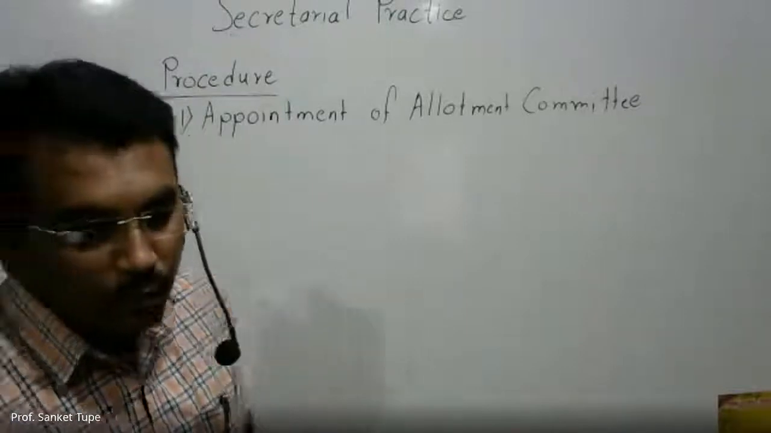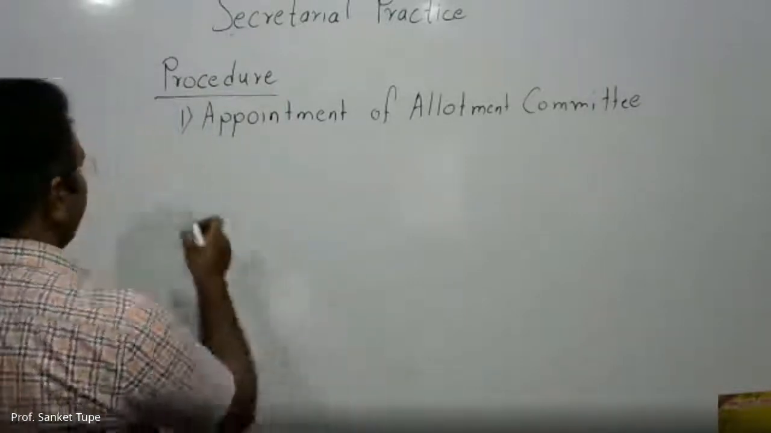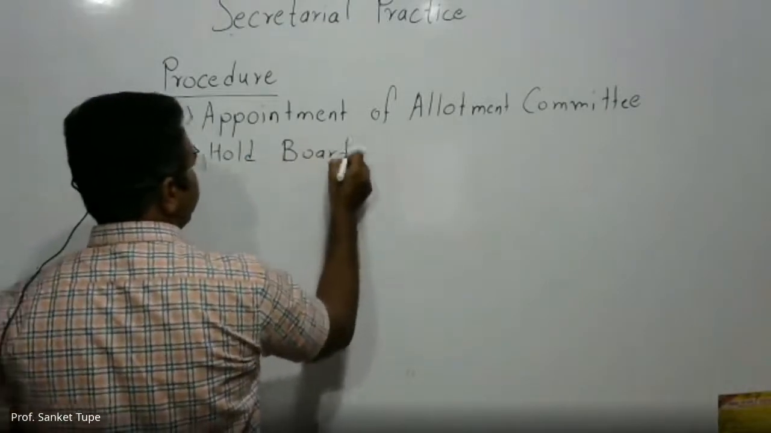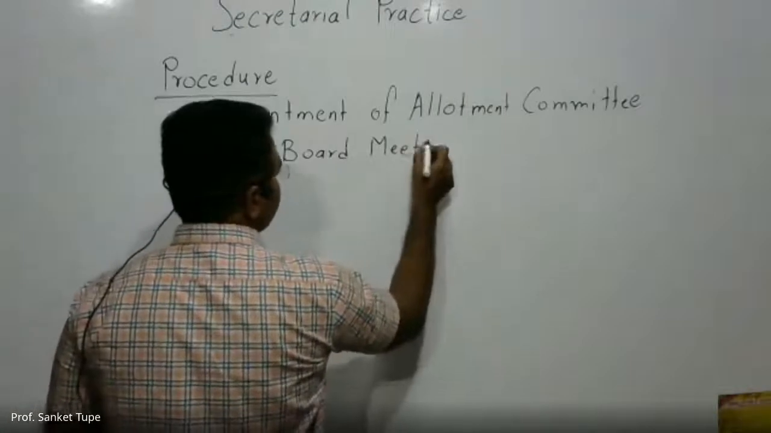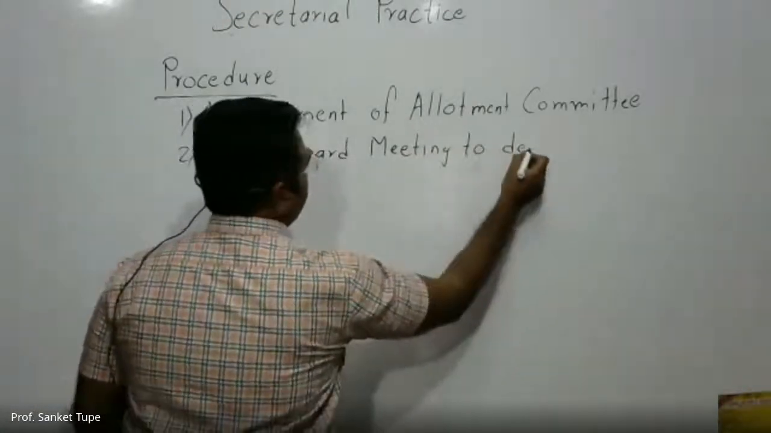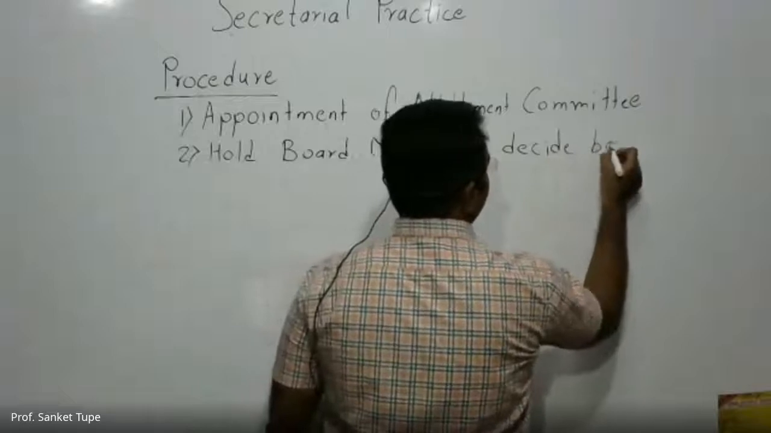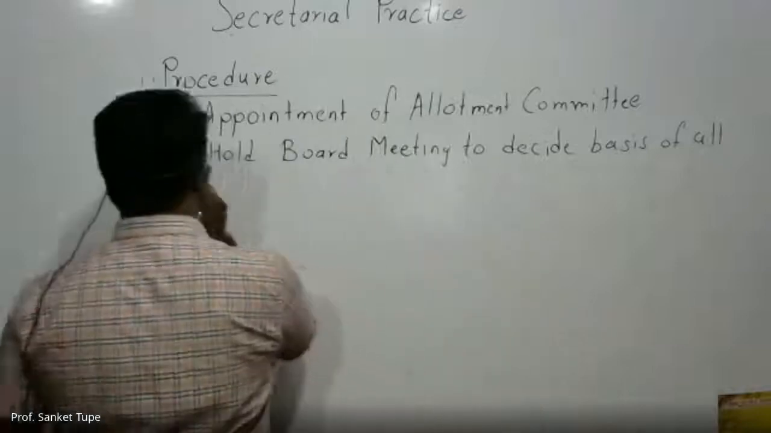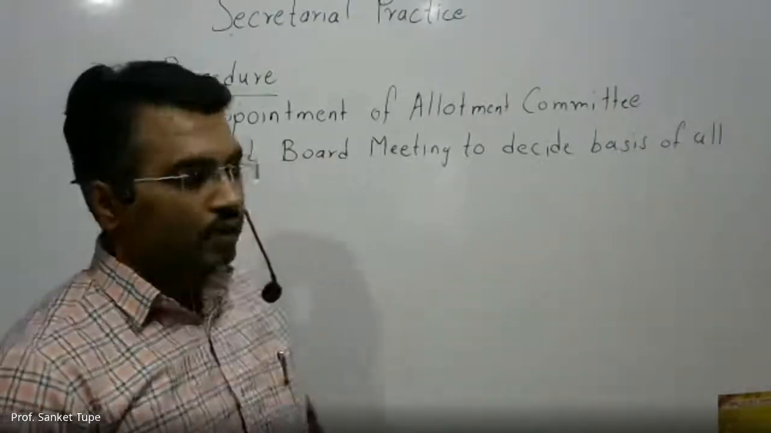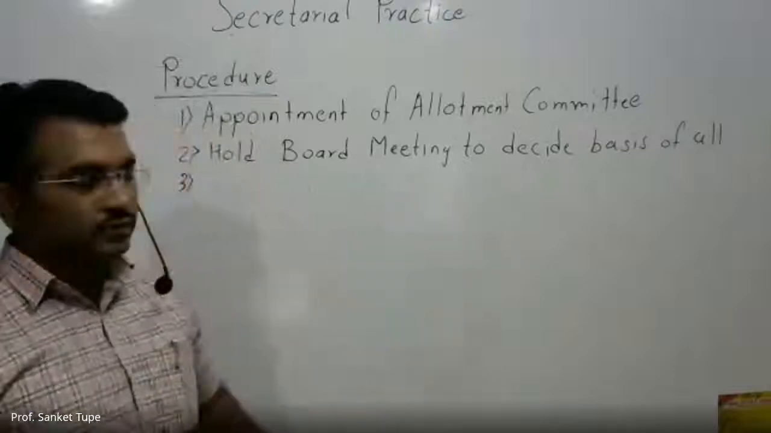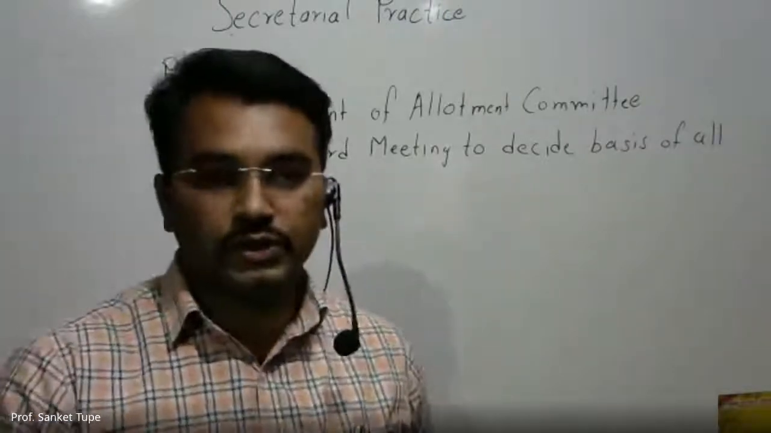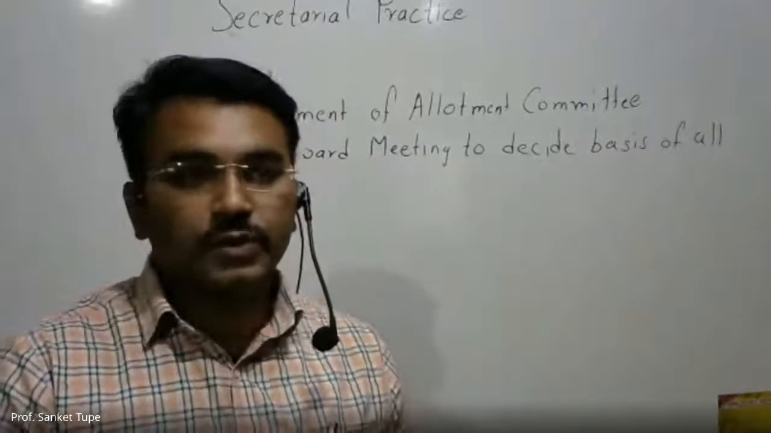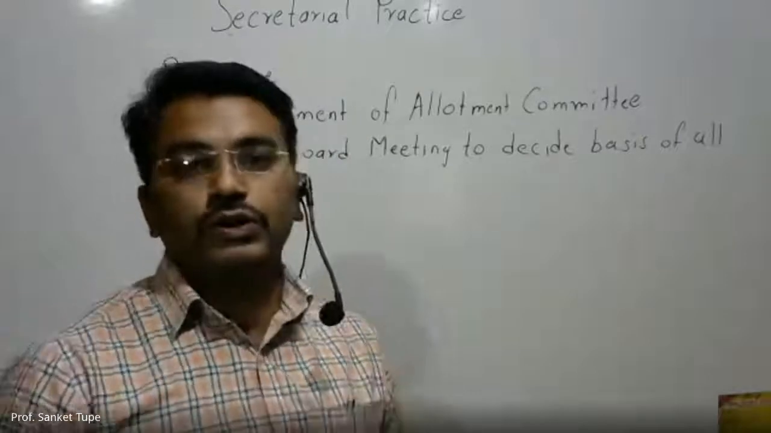Number two, hold a board meeting to decide the basis of allotment. The allotment basis must be decided for this issue or allotment of shares. So in the case of oversubscription, they must decide how to allot these shares.